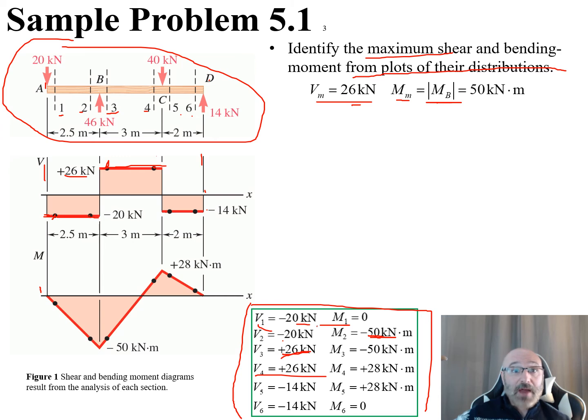Well, at 5 right here I have a negative 14, and at 6 right here I have a negative 14 as well, so I draw a straight line right there. So that's why I have a straight line at negative 14 as I go from C to D right there, and that's how I come up with my shear diagram.